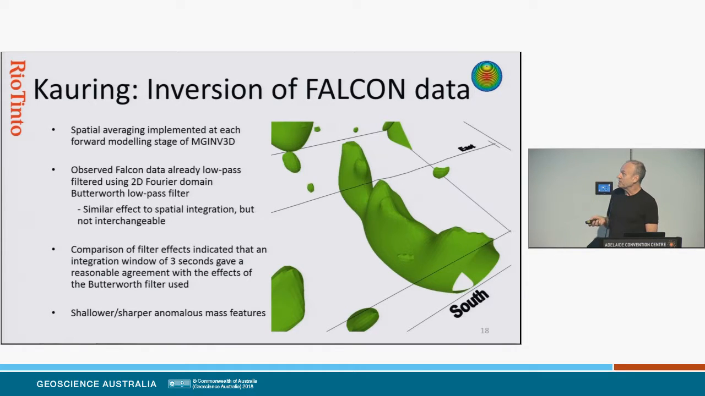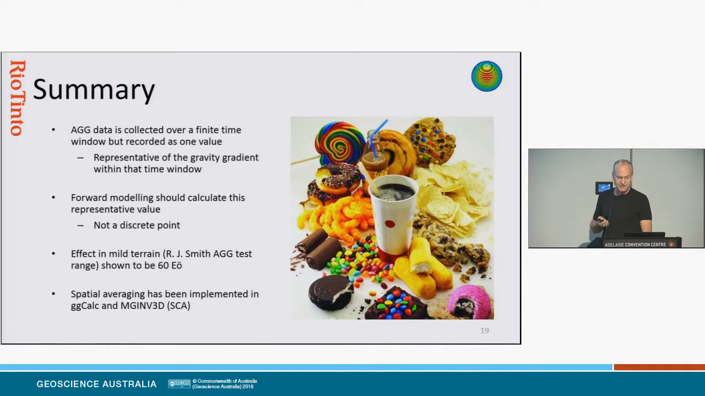One thing in terms of the observed Falcon data, it's been filtered with a 2D Fourier domain Butterworth low-pass filter, and it's a similar effect to the spatial integration, but it's not interchangeable. So I've had to approximate it by a 3-second time integration, and by comparing the filtering effects, that was deemed to be similar in total effect.